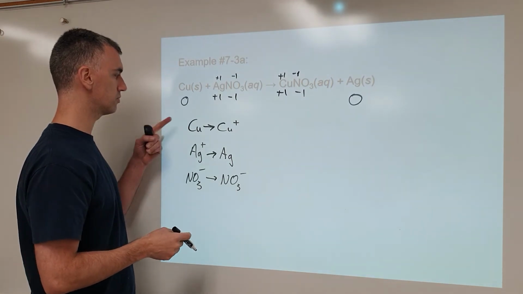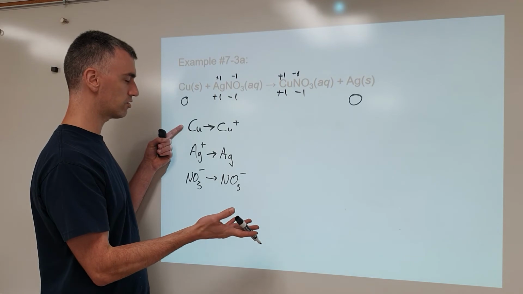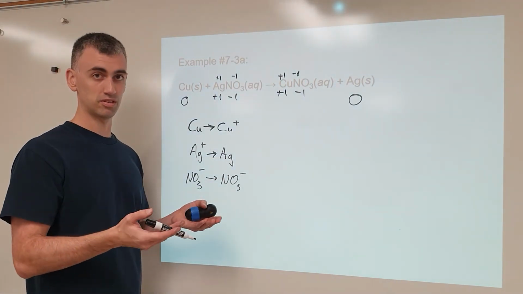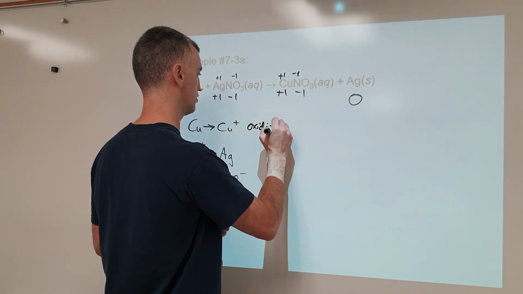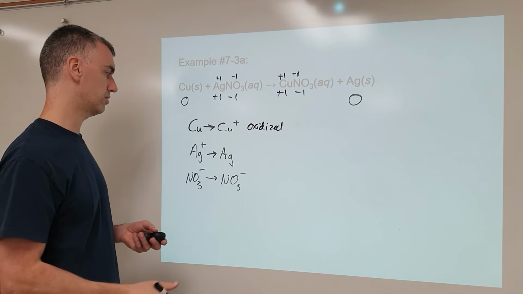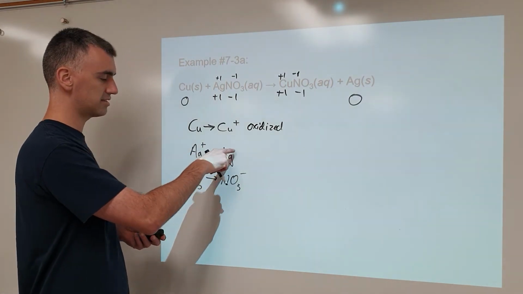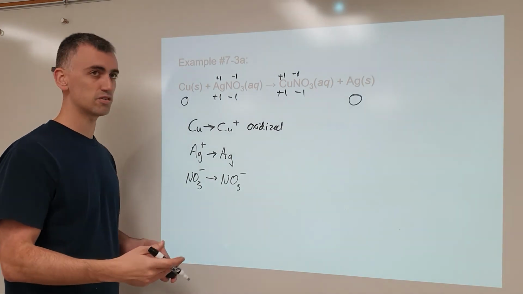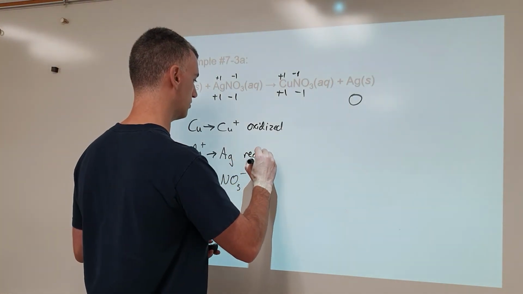So we're going to look at this one, say the copper, when it lost negative charge, which means it lost electrons. Remember, LEO says GER, so loss of electrons is oxidation. So we say the copper was oxidized because it lost electrons. And then the silver went from plus to 0, so it must have gained negative charge, it must have gained electrons, which means if it gained electrons, the silver got reduced.